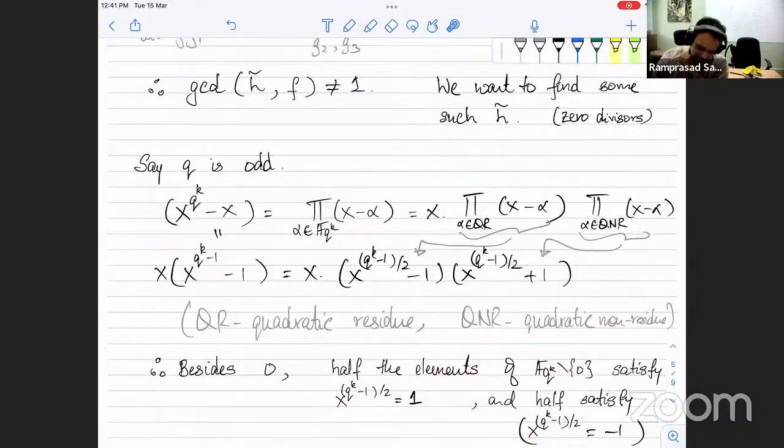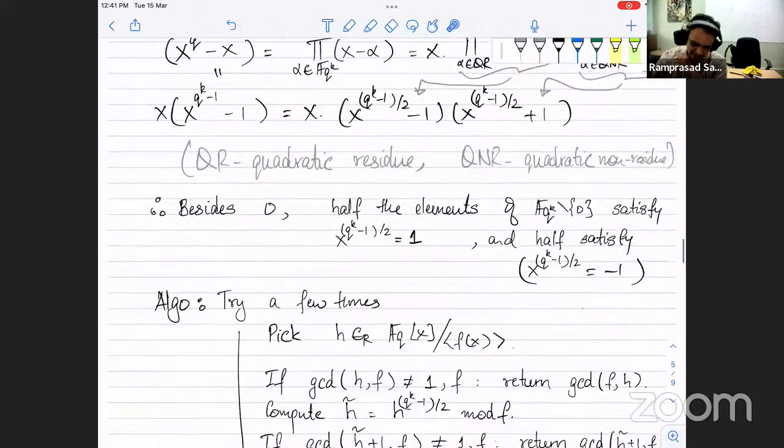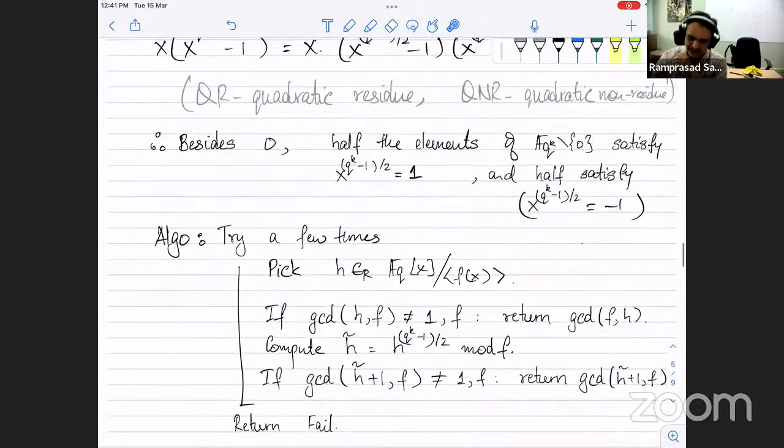Okay, here comes the beautiful algorithm, which is just the following. Let me write down the algorithm and then we'll see why it should work. We will try this a few times. It's a randomized algorithm, so we're going to try a few times and hope to find a factor. Okay, here's what we'll do.